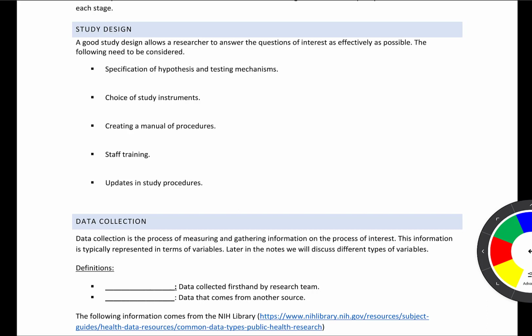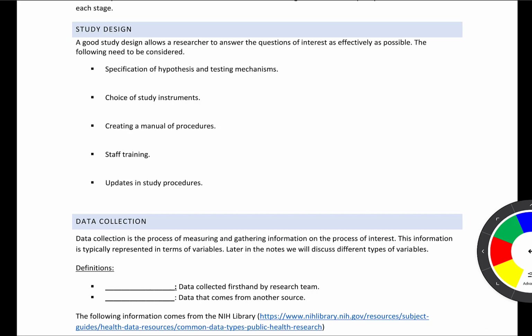So there needs to be careful consideration to obtain the right data, and not only to obtain the right data, but to make sure that we use the right analysis to answer those questions of interest. So there's two pieces here. We want to make sure we have a clear specification of the hypothesis so that the data we collect and the analysis we choose are able to answer those specific questions.